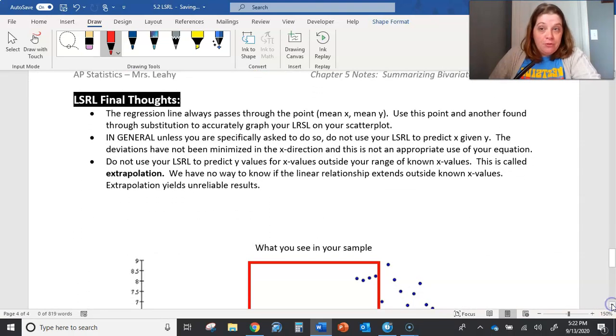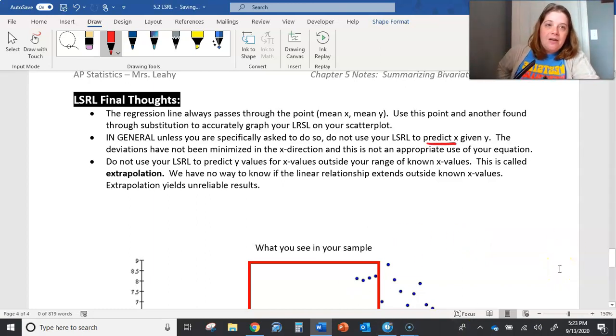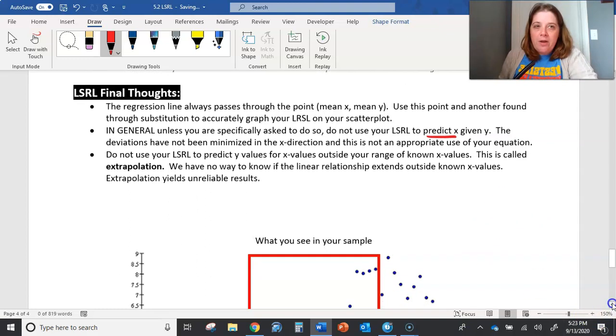All right. Now, one last final thought. A couple things. The regression analysis is always going to give you, if you do the two variable statistics, mean X and mean Y. That is always a point on the least squares regression line. So if you were trying to graph that and you know what the average X and average Y are, you can always graph the least squares regression line using that and some other point you can find through substitution. In general, unless you're asked to do so, you really shouldn't be predicting X with these. If they say predict X, you go ahead and do that, but these are for predicting Y. Y is our predicted value that we're dealing with here. This is the appropriate way to use this line.